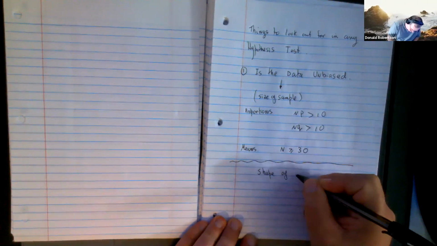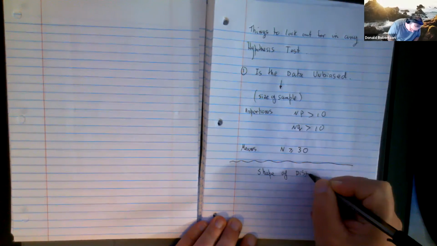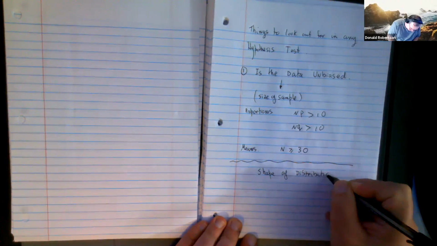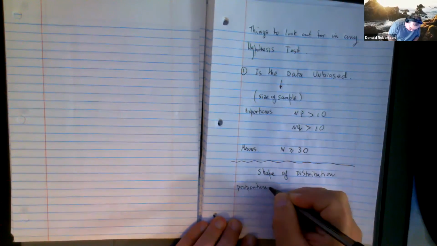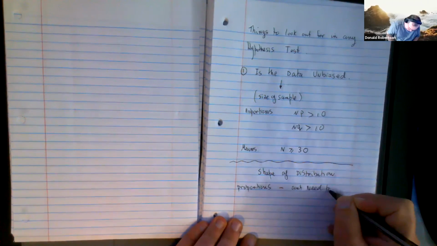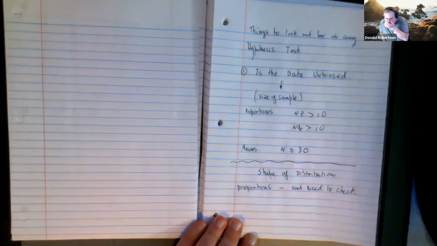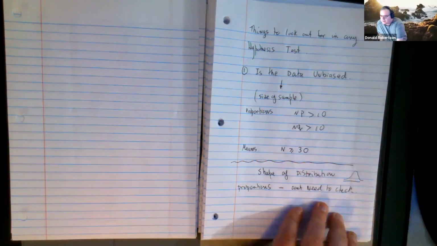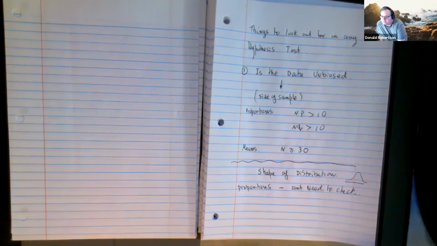Now, shape of distribution. If it's proportions, you don't need to check. If you do a question and you ask someone and it's a proportion question, the mathematics tells us that it's going to be bell-shaped. You don't need to check it, they always are. As long as the sample's big enough. If you did the sampling distribution, it would be fine.